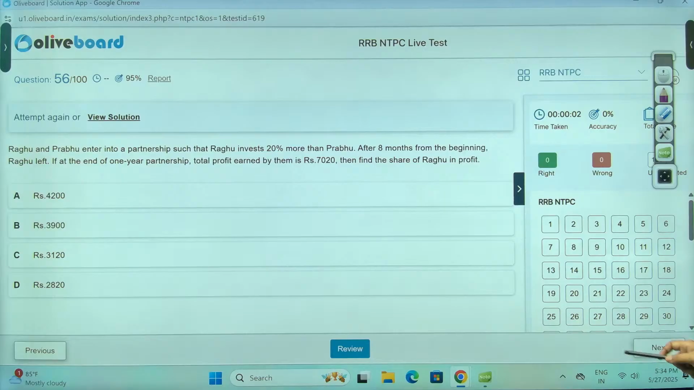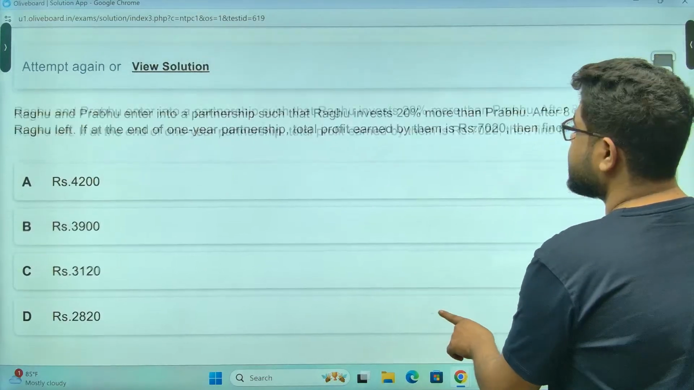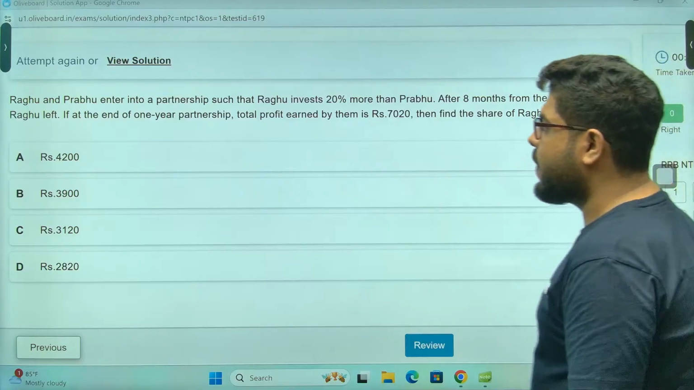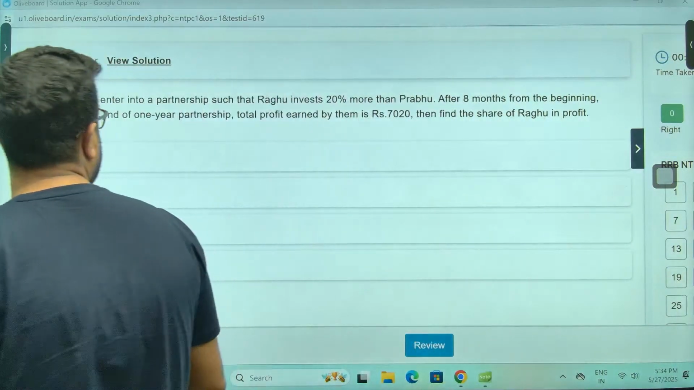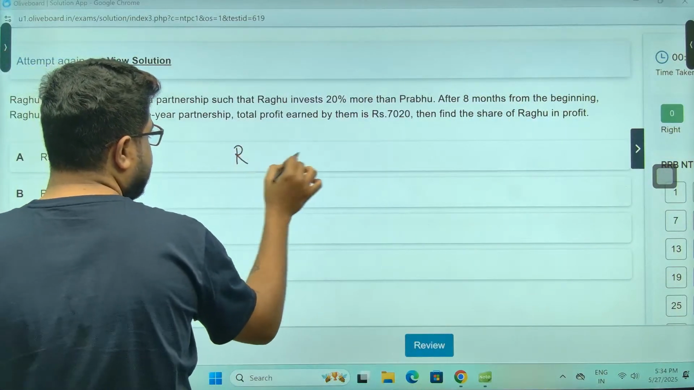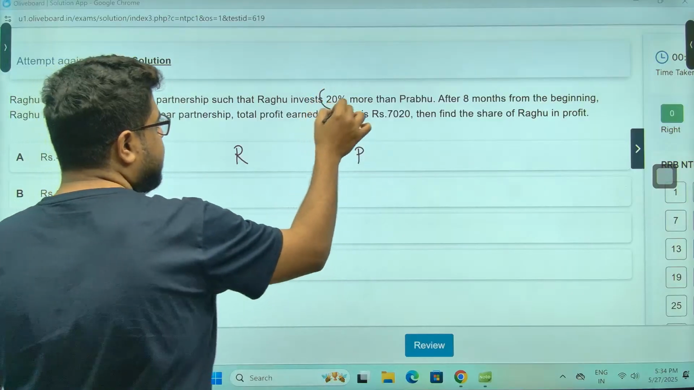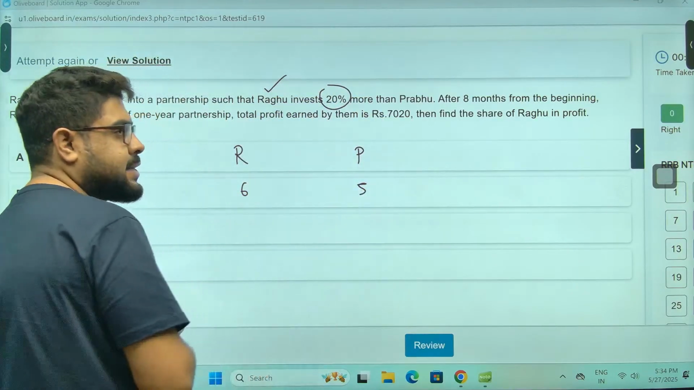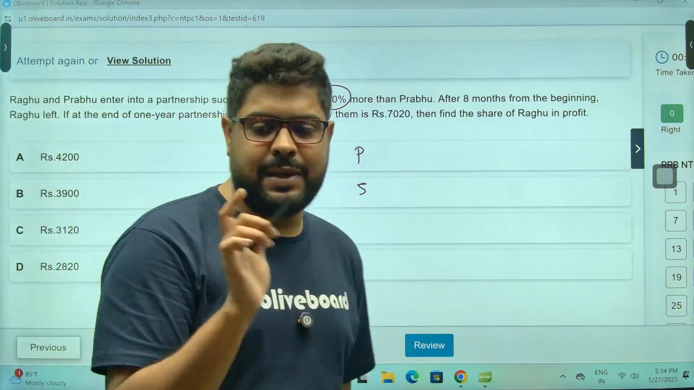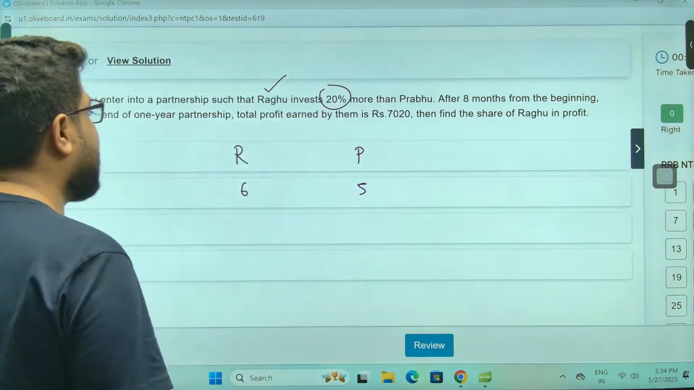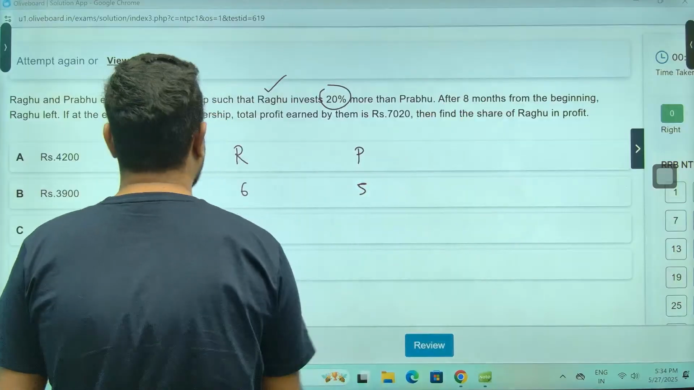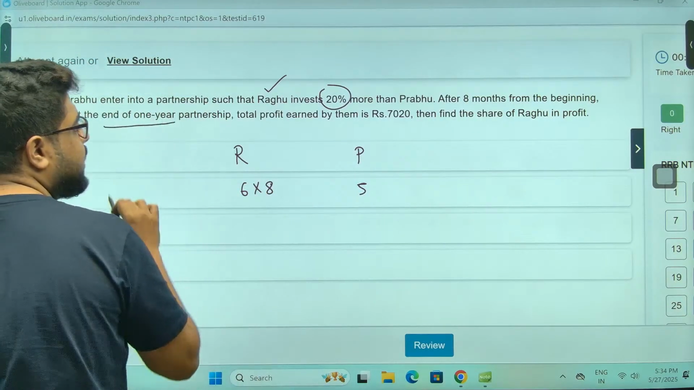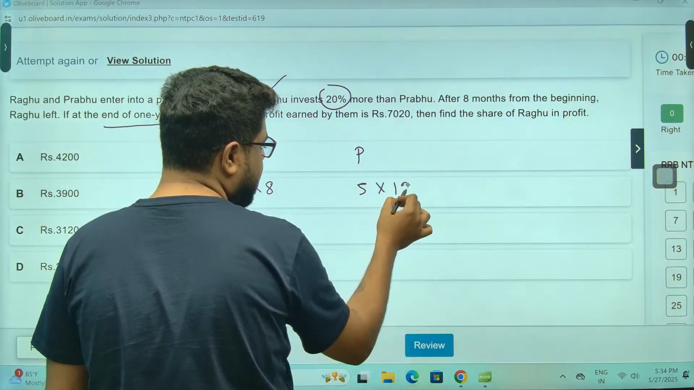Next one, sir. Come on, sir. This is partnership. Raghu and Prabhu entered with Raghu 20% more than Prabhu, sir. Prabhu is 5, Raghu is 6. 20% more means 1 out of 5. After 8 months of the beginning, Raghu left. So Raghu was there for 8 months. At the end of 1 year of partnership, Prabhu was there for the whole 12 months.